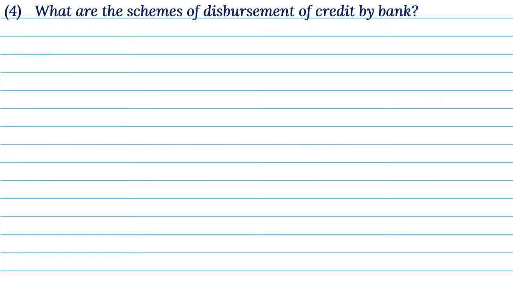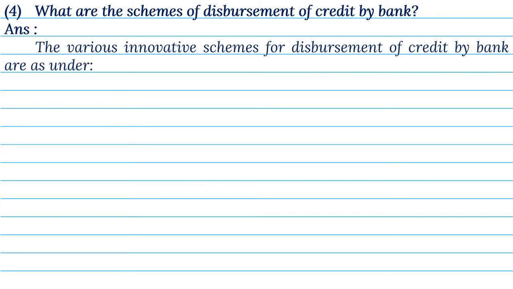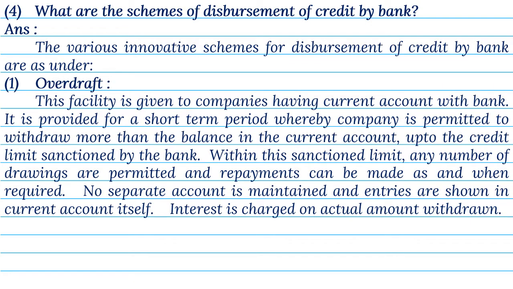4. What are the schemes of disbursement of credit by bank? Answer. The various innovative schemes for disbursement of credit by bank are as under. 1. Overdraft. This facility is given to companies having current account with bank. It is provided for a short-term period, whereby company is permitted to withdraw more than the balance in the current account up to the credit limit sanctioned by the bank.